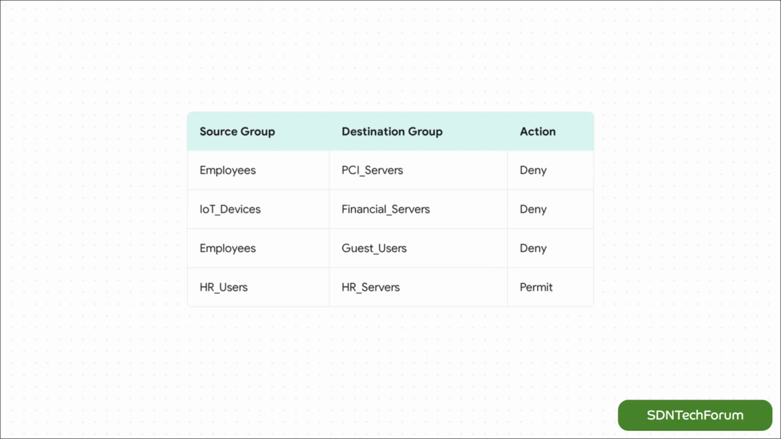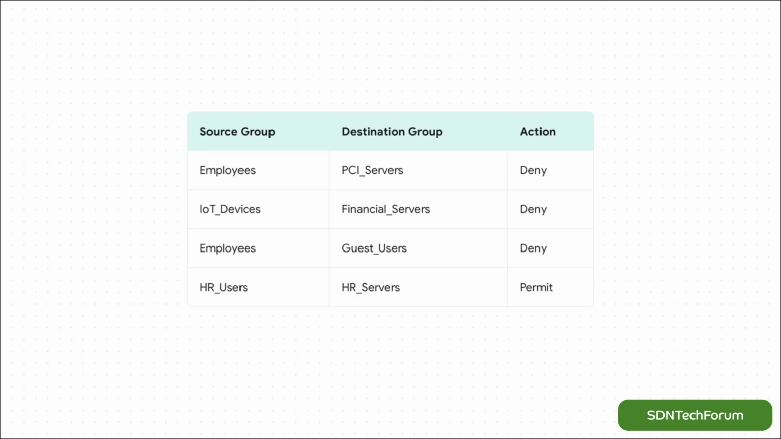And this is where it all comes together. The rules, the policy, are now written in plain English. Look at this. Employees cannot talk to PCI servers. IoT devices cannot talk to financial servers. It's simple, it makes sense, and because it's based on those tags, this rule is enforced absolutely everywhere across the entire network automatically.